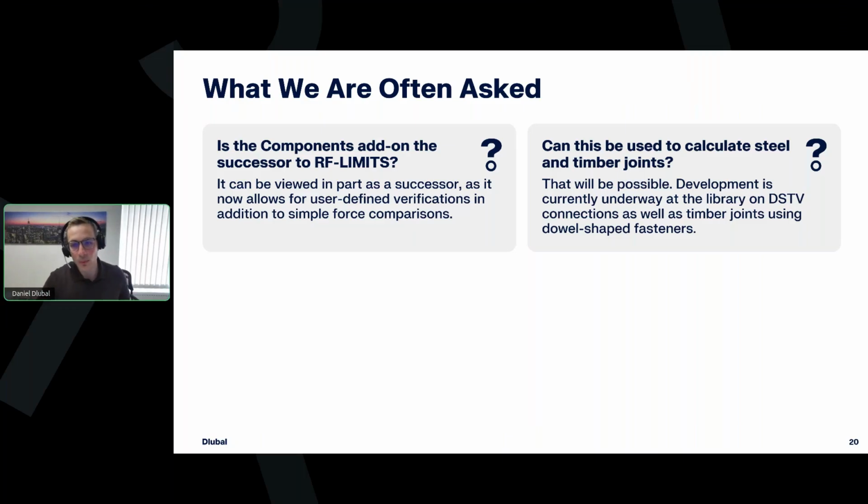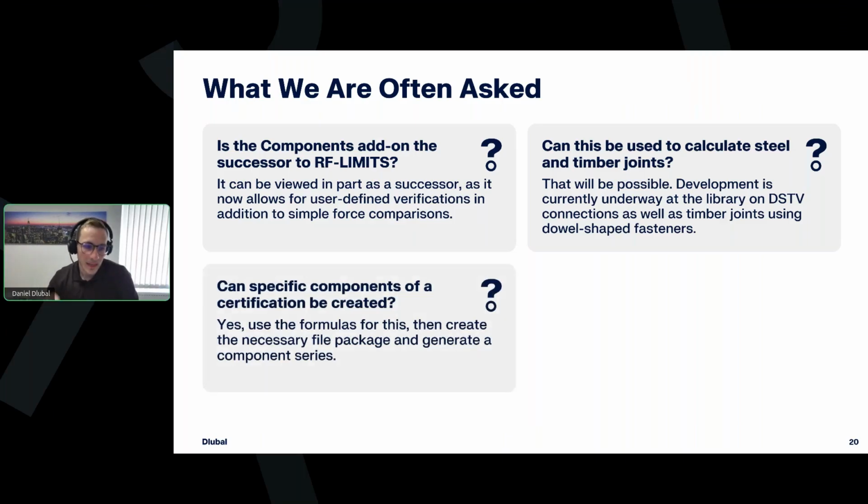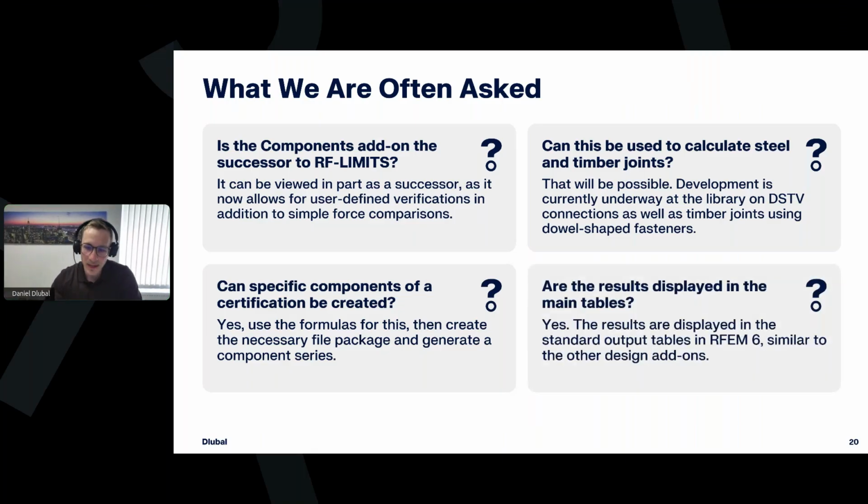Furthermore, with components, we will also support timber joints like these dowel-shaped fasteners. Can specific components of a certification be created? Yes. You can use these formulas, create these file packages, and generate a component series from that. And are the results displayed in the main tables? Yes, this is also possible. The results, as you know it from other add-ons like steel, concrete, timber, are displayed in the standard output tables in RFEM 6, as Rebecca has already shown you.